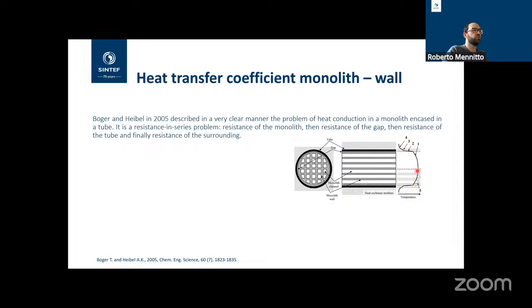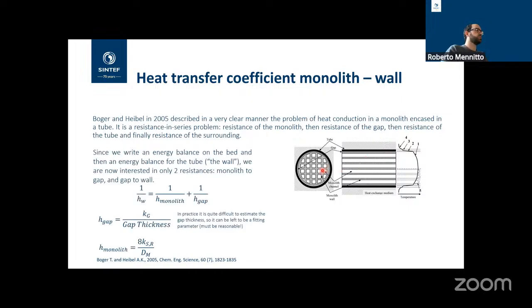There would be a uniform temperature inside the monolith, pretty much. Then there will be a big temperature drop in the gap of air that acts effectively as an insulator. And then, of course, a temperature gradient within the walls of the column. So what they did was, okay, we want to calculate the heat transfer coefficient monolith to wall, knowing that we have a resistance in series problem. The first resistance is the monolith one, and then the gap. So HW can be written as 1 over the heat transfer of the monolith plus 1 over the heat transfer of the gap of air.